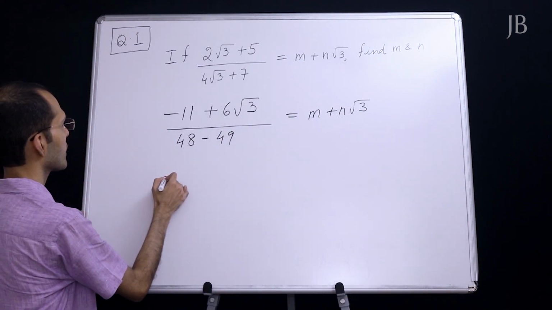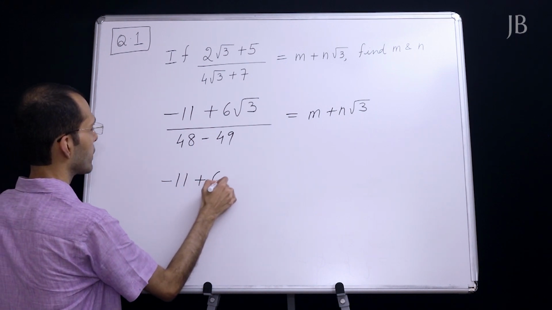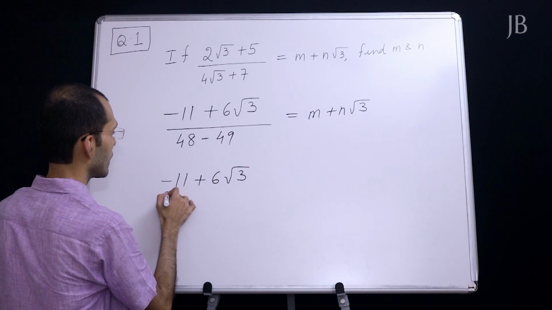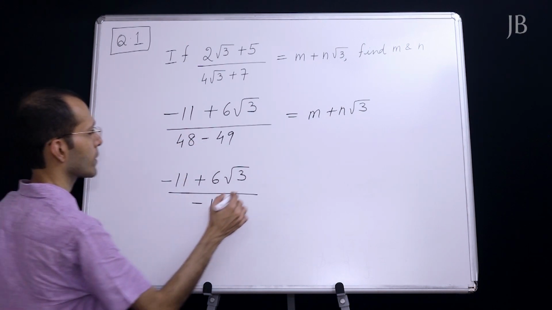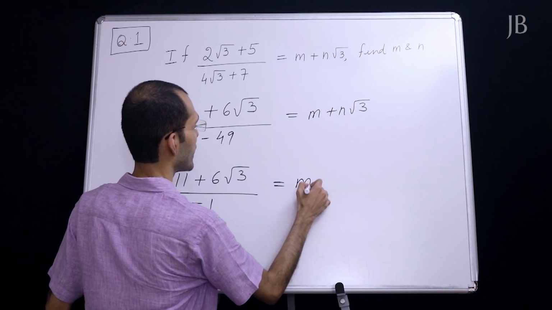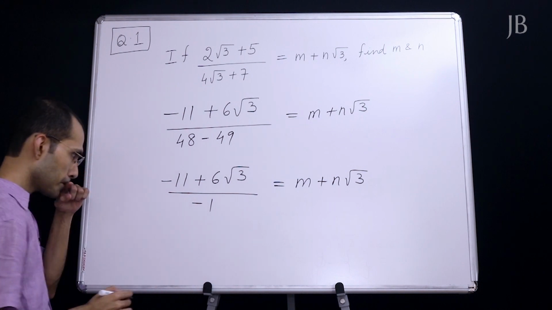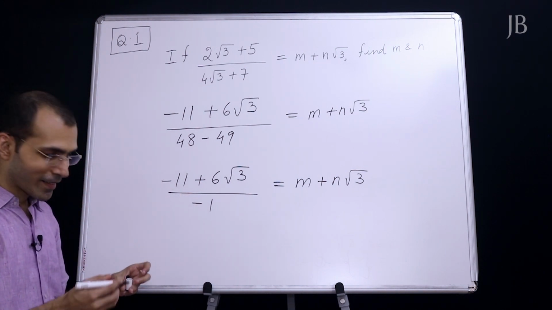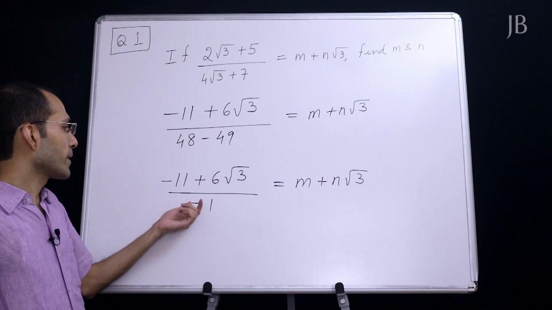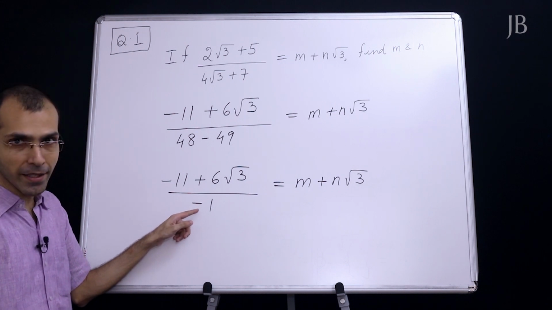Okay, this would be now minus 11 plus 6 root 3 upon minus 1, that is 48 minus 49, minus 1. This would be m plus n root 3. Now what to do? This negative sign will give it to the numerator. We don't keep negative signs normally in the denominator, but it is upon 1, so no problem. But the negative sign has to be taken care of.